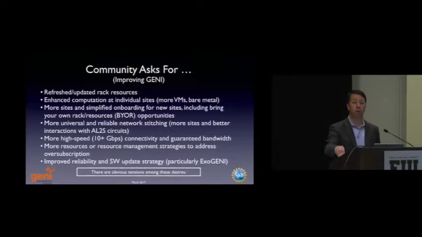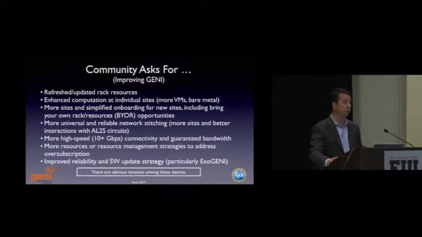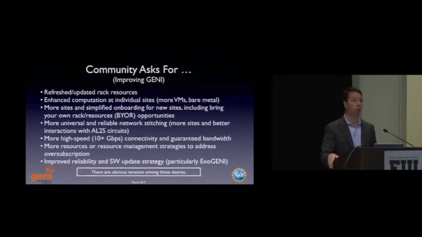Stitching, and making sure that stitching is more universal and reliable, was one of the big hits, as was more opportunities for high speed, we're talking 10 gig and up connectivity, and options for guaranteed bandwidth, which we don't really support in any meaningful way today in GENI.